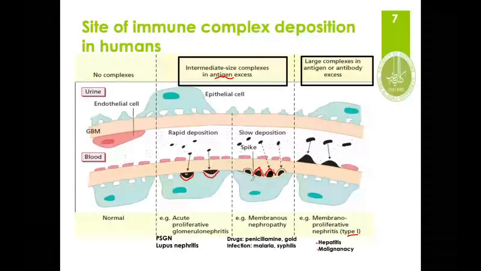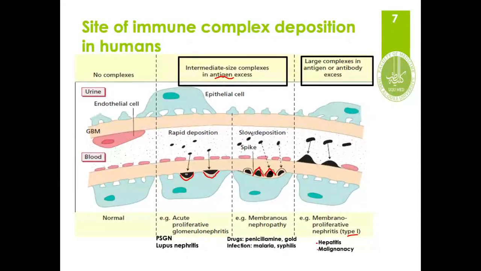Another thing I forgot to mention: in the case of this slow deposition, when the immune complexes are deposited here and inflammation is triggered, you can compare these foot processes. You can still see the foot processes here, but here these foot processes are kind of gone, and this is called effacement, podocyte effacement. So when you are not able to see the foot processes, it is called podocyte effacement.